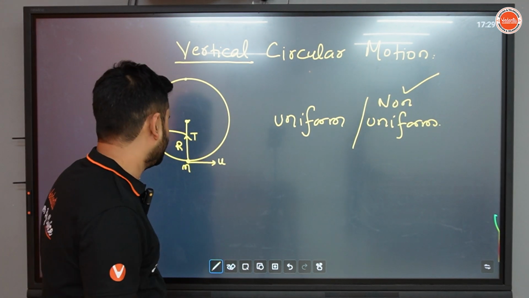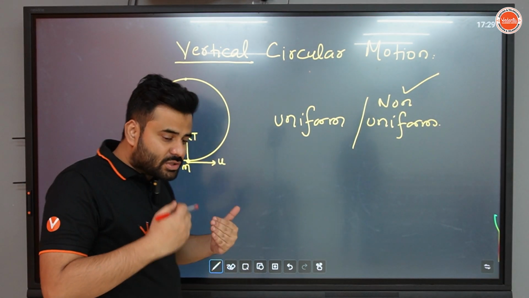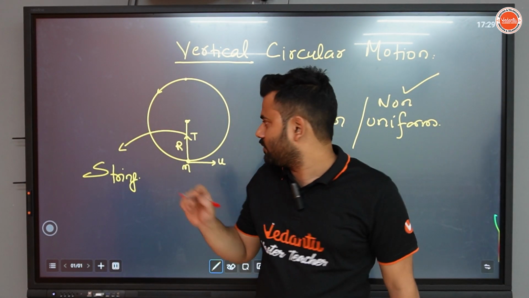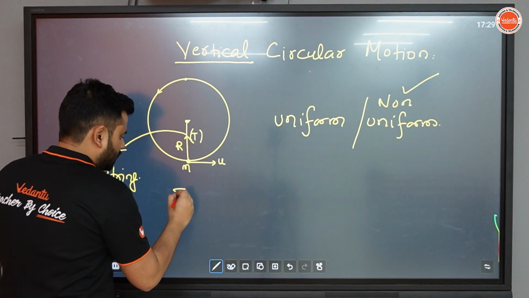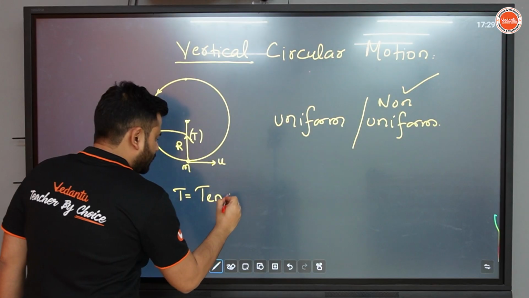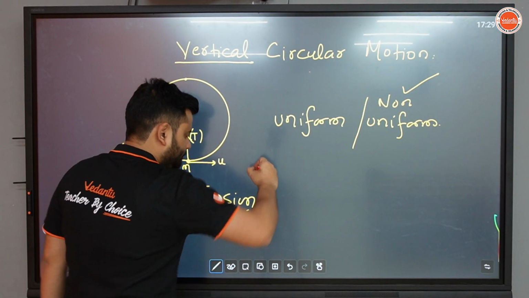So what is the first thing that is important? Tension. There will be tension in the string. T is the tension. So the first thing, tension, is important.